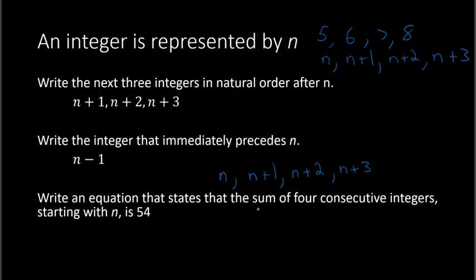It says here that the sum of these, so the sum of n and n plus 1, n plus 2, and n plus 3, would be 54. So I can write n plus n plus 1 plus n plus 2 plus n plus 3, and that is equal to 54. We're not solving for this one, we are simply writing the equation. Later, we will learn how to solve different equations.